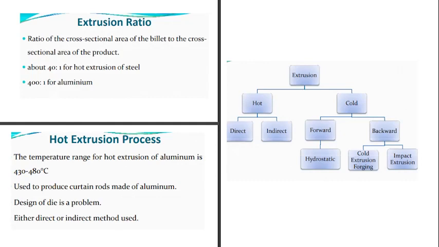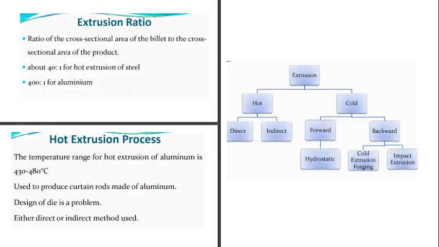Then what is extrusion ratio that you should know? There are a few terms that you should know in extrusion. What is extrusion ratio? Ratio of the cross-sectional area of the billet to the cross-sectional area of the product. Okay.